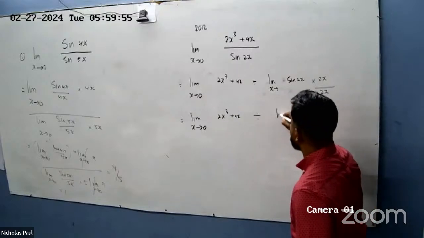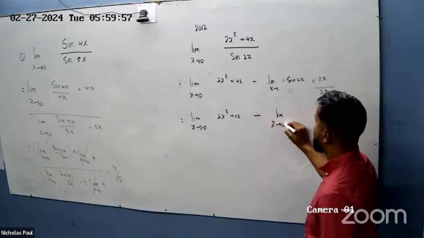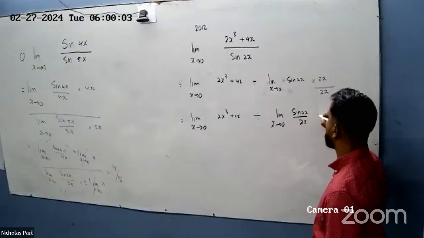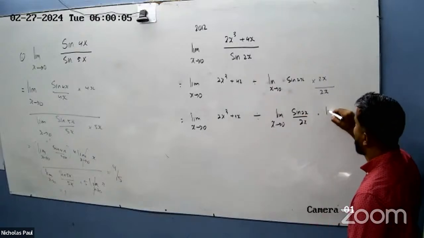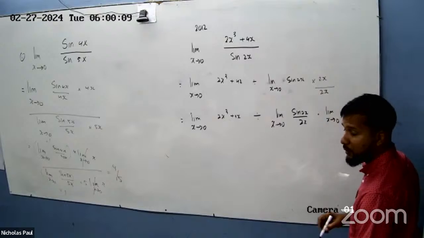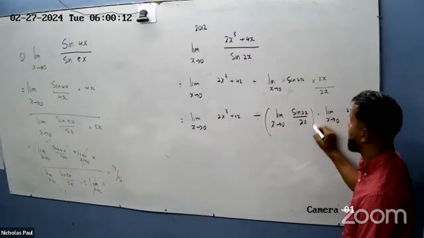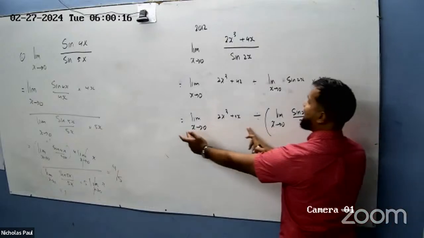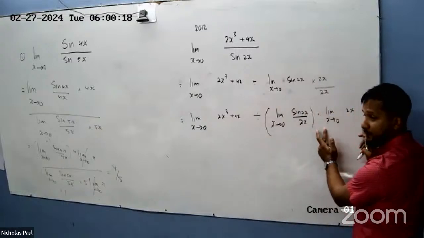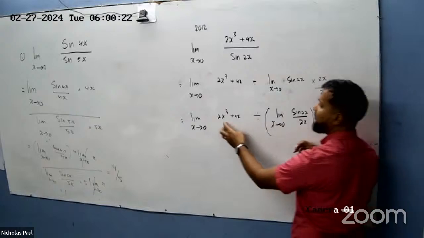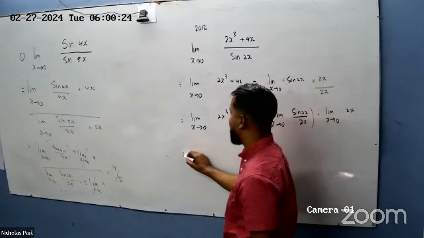Divided by the limit as x approaches 0 of sine 2x on 2x, multiplied by the limit as x approaches 0 of 2x. What will happen here? That's 1. So you're going to end up with this divided by this. Plug in 0. If I have 2x underneath and this on top, I might be able to do some factorization.